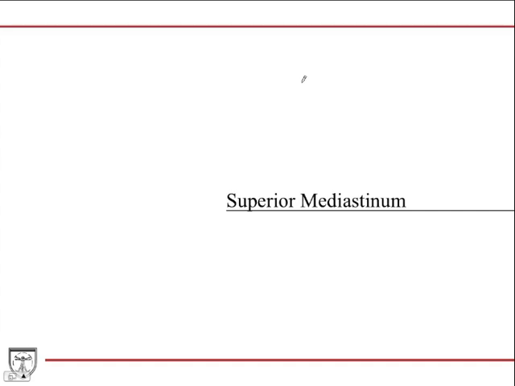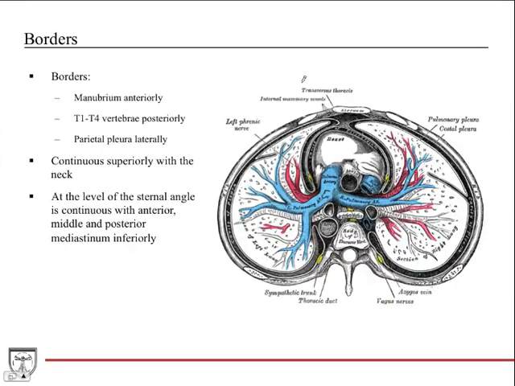All right, so now we'll talk about the superior mediastinum. So the borders, we'll talk about this as an axial cut here. We have the manubrium of the sternum here. That's the anterior. The thoracic T1 through T4 vertebrae posteriorly here. That's our posterior border. The parietal pleura is our lateral border, so in here and in here.